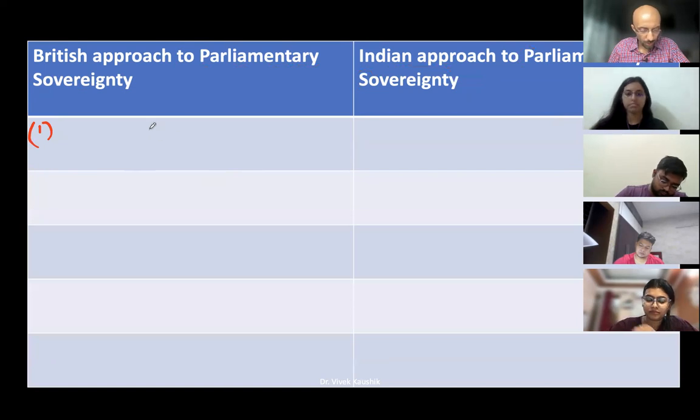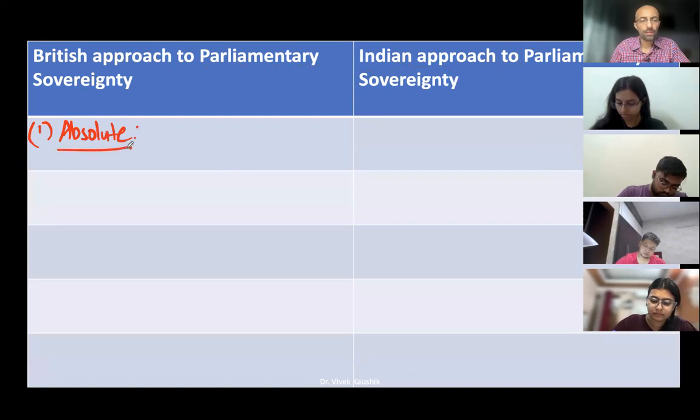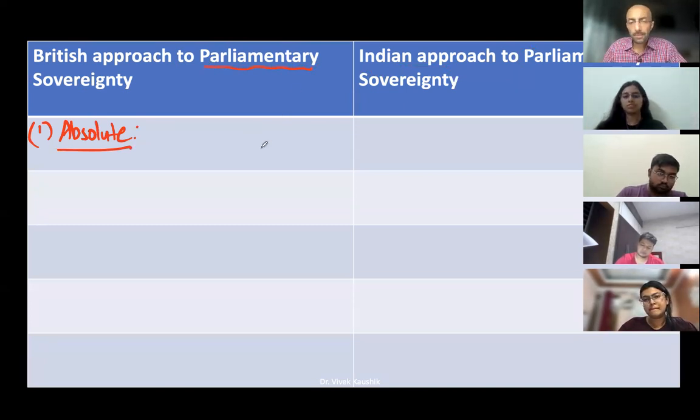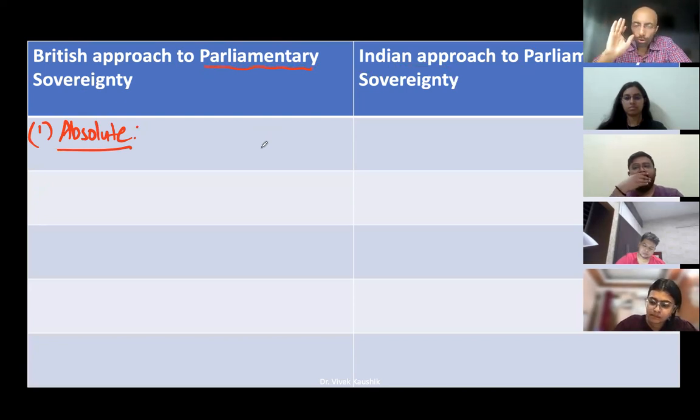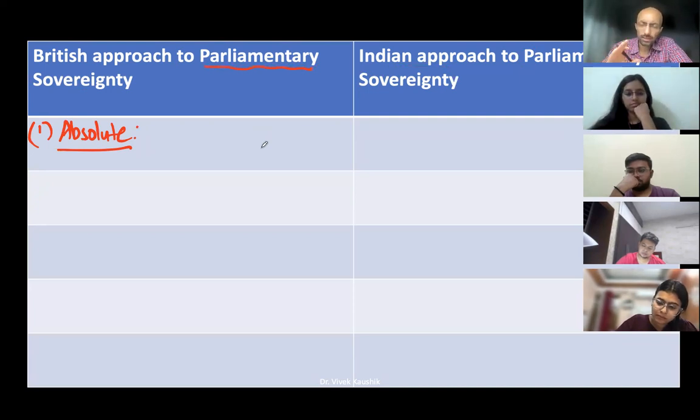First, absolute sovereignty. What does that mean? In Britain, the British Parliament is absolutely sovereign. It means there are no limitations whatsoever on the powers of the Parliament, because any law made by the Parliament cannot be declared null and void by the British Supreme Court. That means even if that law is unconstitutional, although it will not do that, theoretically it can. So if it wants to, it can make any law, and the British Supreme Court would be helpless. So in that sense, its sovereignty is absolute.